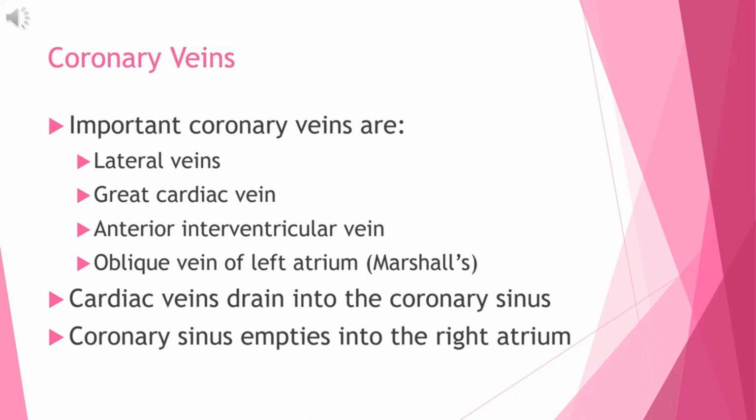Important coronary veins are the lateral veins, great cardiac veins, anterior interventricular vein. Oblique vein of Marshall is also known as the oblique vein of the left atrium. Cardiac veins drain into the coronary sinus and coronary sinus in turn empties into the right atrium.